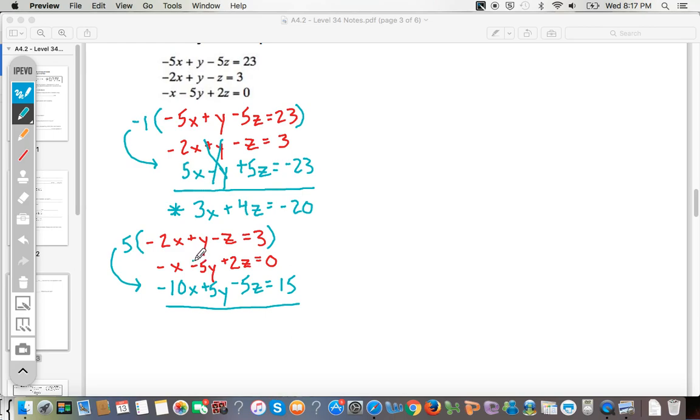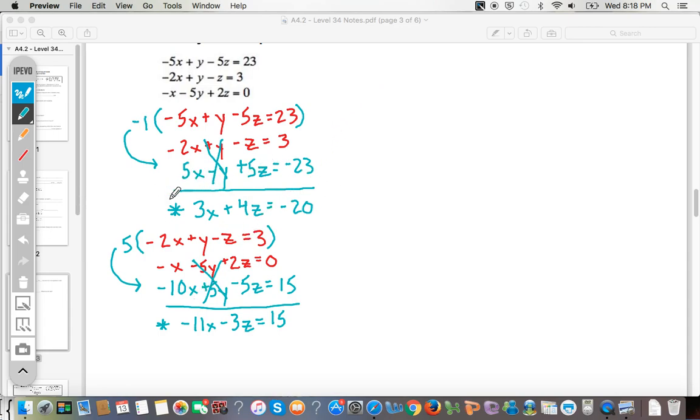Okay, so negative 5y plus 5y, that's gone. Negative x minus 10x is negative 11x. 2z minus 5z is negative 3z. And 0 plus 15 is 15. So I'll star this equation as well. Great. So let's go up here.